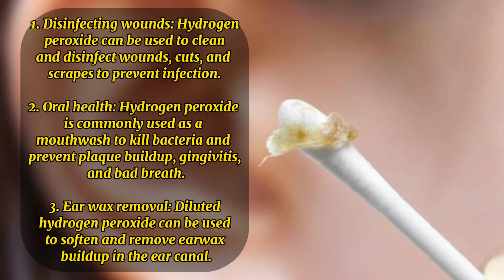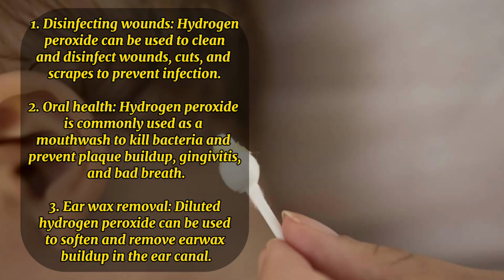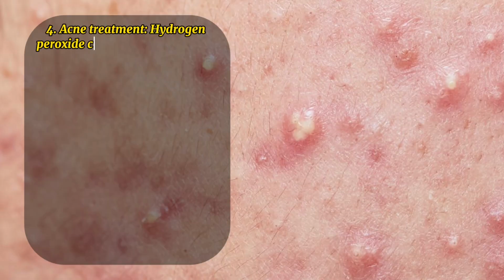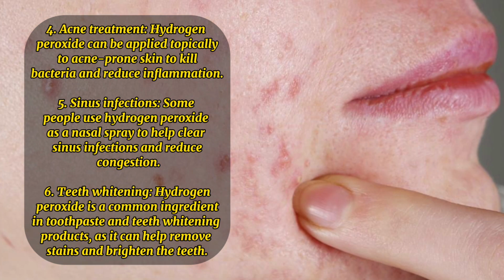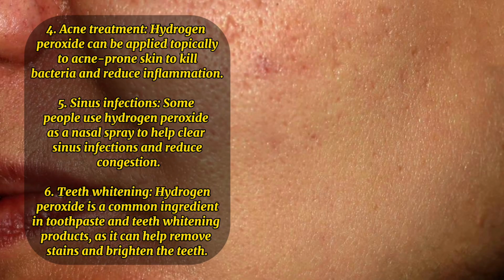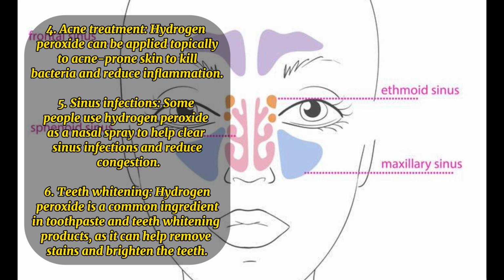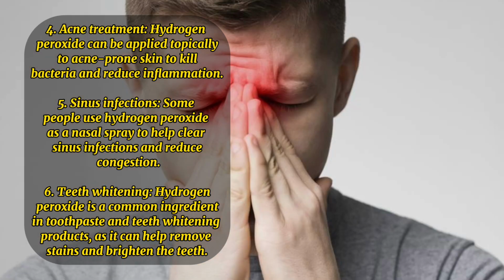3. Ear wax removal. Diluted hydrogen peroxide can be used to soften and remove earwax buildup in the ear canal. 4. Acne treatment. Hydrogen peroxide can be applied topically to acne-prone skin to kill bacteria and reduce inflammation. 5. Sinus infections. Some people use hydrogen peroxide as a nasal spray to help clear sinus infections and reduce congestion.